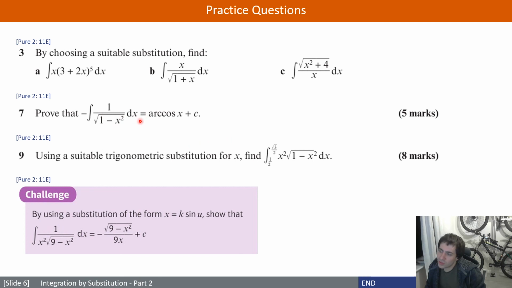7 is very similar to one of the examples we did. In fact, is it a bit too similar? How exactly does it differ? I don't think it does too much. So I guess that one's more going to be a test of your ability to do it without looking back at your answer. What I suggest for 7 is also try the sine substitution. Try doing it both u equals sine x and u equals cos x, and see where you end up. Do you end up getting the same answer, or does one of them lead to a dead end? That'd be interesting to know.